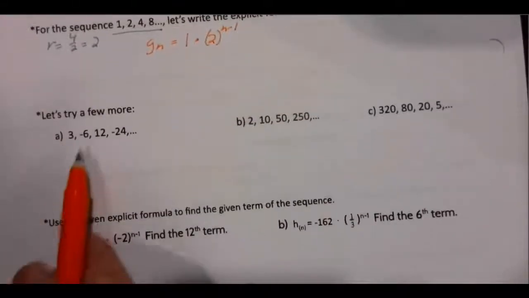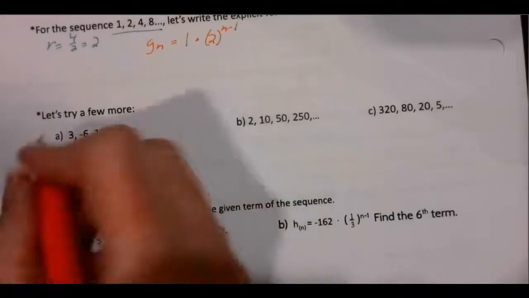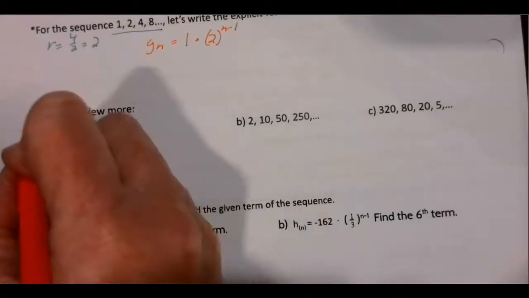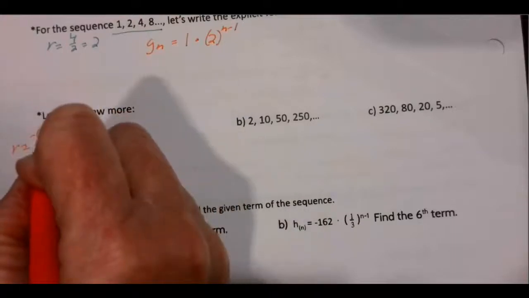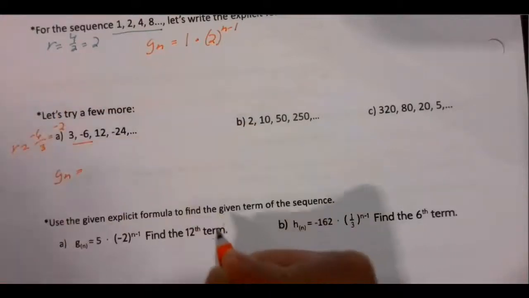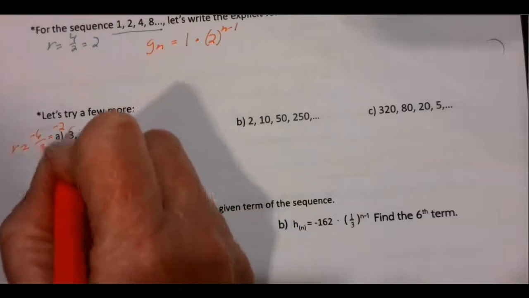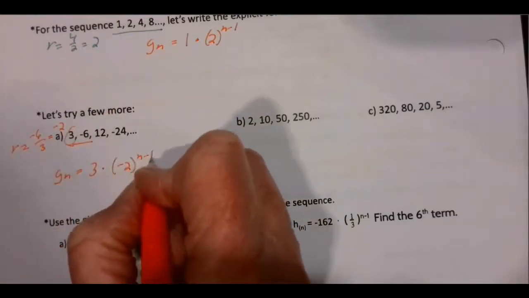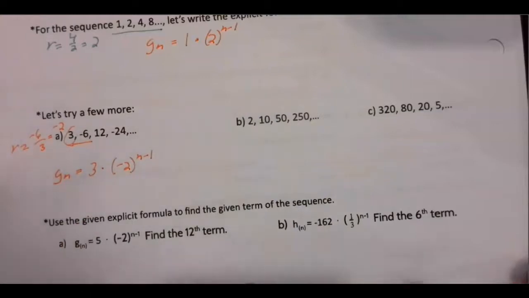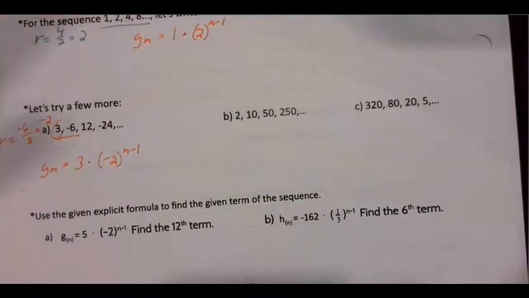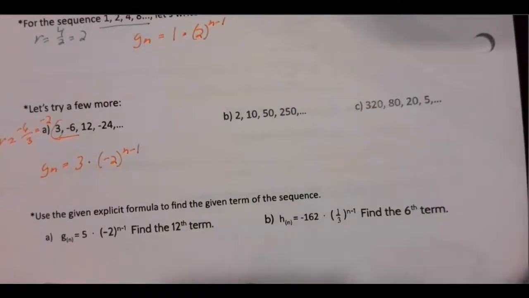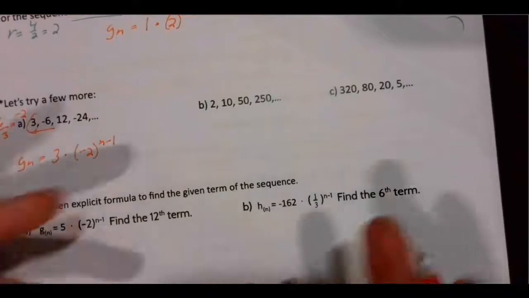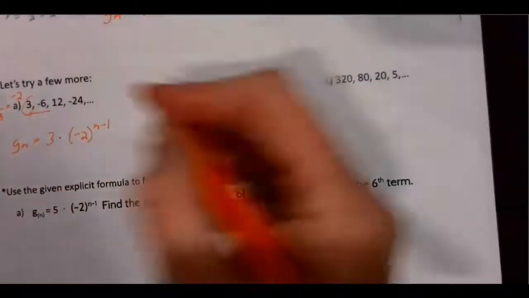So let's try some. Here we go. G sub n. Oh, the ratio, if you forgot, we can always find it again. I'm taking these two, so I get -2. First term, which was 3, times -2 to the n-1. Now that you've seen it done, go ahead and try these next 2 on your own. Make sure you're getting it. You're welcome to watch me do it, but I would pause the video and just try it on your own.